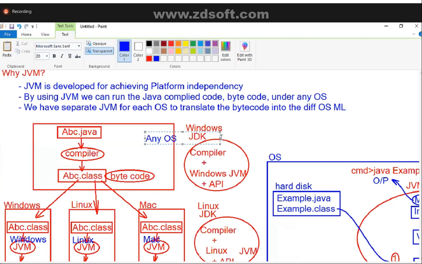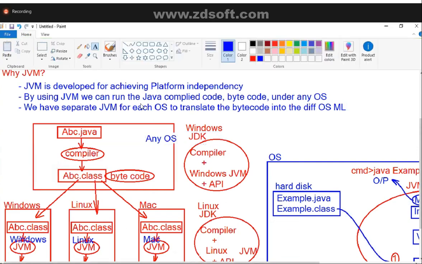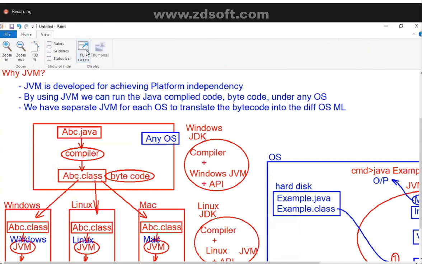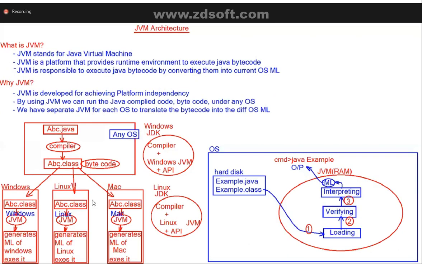Right? It can be any OS. There is no restriction for compilation. You can compile anywhere and you can execute it anywhere. That's why Java supports platform independency. So all people understand what is JVM, why JVM, what is platform independency, how Java achieved platform independency.